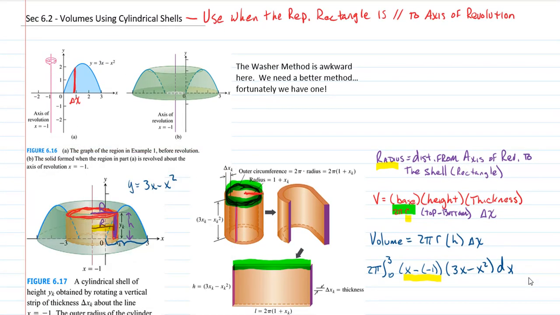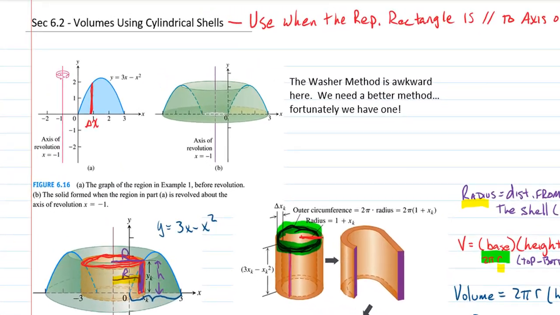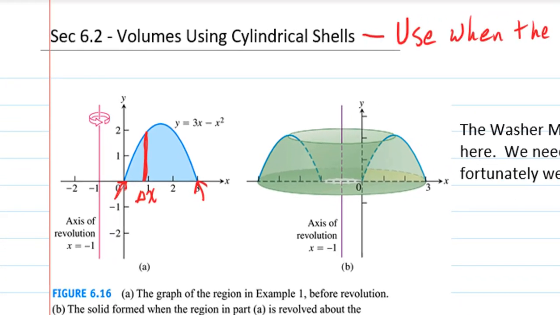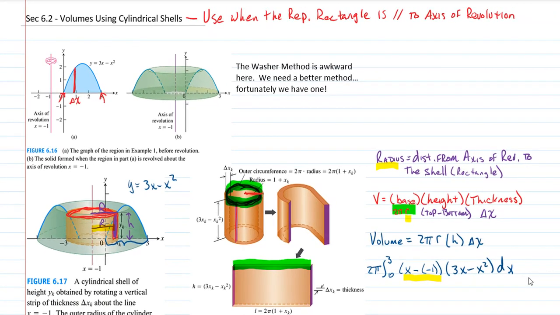The question was, how do we determine our bounds of integration? And the bounds of integration are always determined by what your shaded region is along the x-axis, because our thickness is a delta x. So our shaded region starts right here at x equals 0, and it stops right here at x equals 3. So our bounds of our integral are 0 to 3.